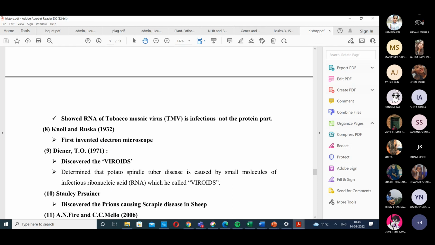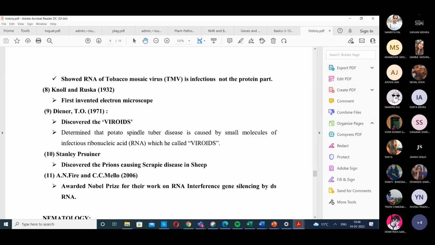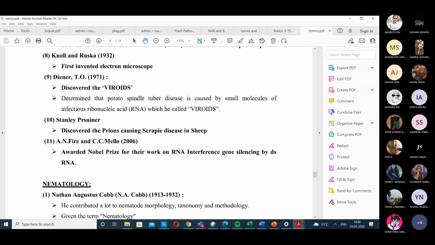Ernst Ruska, we all know he developed the electron microscope, and we can only see viruses by electron microscope. Diener was the person who discovered the term viroids, right? So viroids were discovered much later, in 1971. Before that, those diseases were thought to be caused by viruses only. But then in 1971, they found that they are different from viruses.